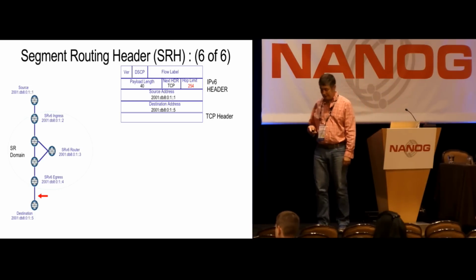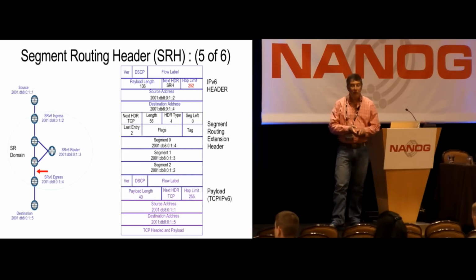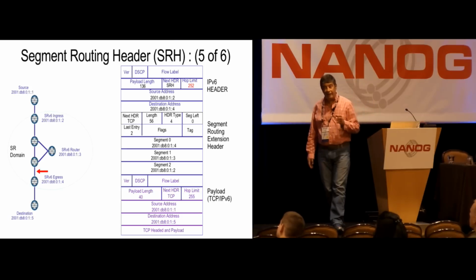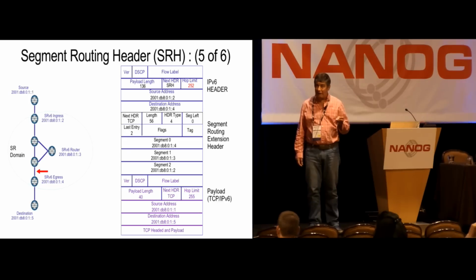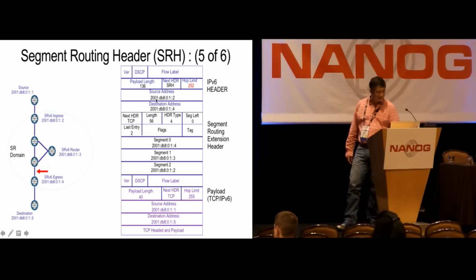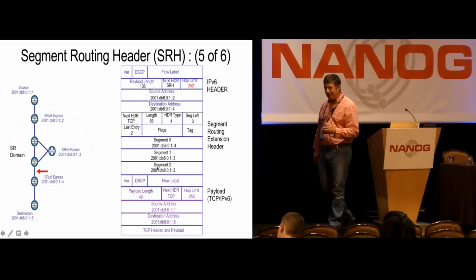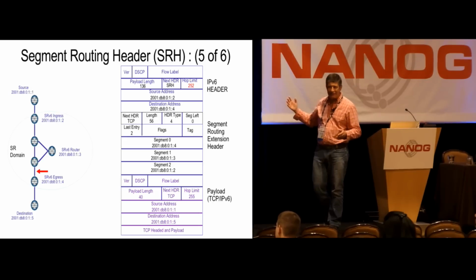I see you're looking confused, so let's go back to this. Remember, we said that in SR, someplace in the encapsulation, you had to have a list of all the segments in the SR path. This is that list. And what we did was visit each node, and we updated the outer encapsulation to make us get there.